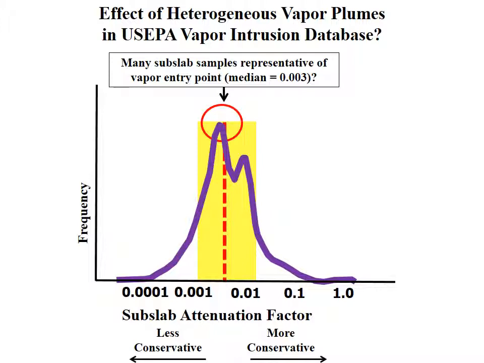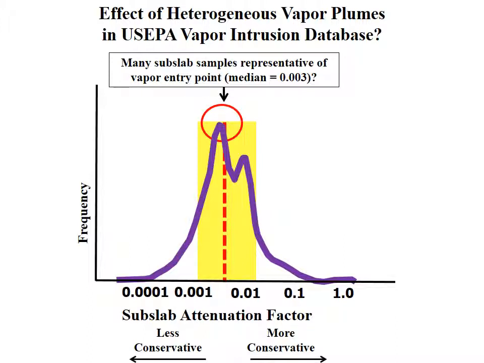Well, it would look something like this. This is the graph of the frequency of attenuation factors for each one of the soil gas samples combined, compared to the attenuation factor at the bottom. So an attenuation factor of 0.0001 represents around a 10,000-fold attenuation of vapors. An attenuation factor of 1 represents essentially no attenuation of vapors. The same concentration of VOCs in the subslab soil gas sample is detected in indoor air.